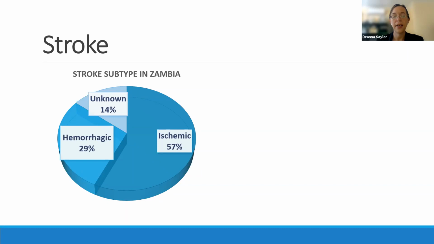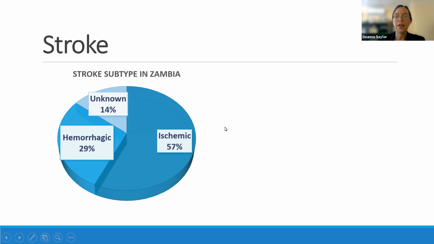And that's primarily because the primary risk factor for hemorrhagic stroke is uncontrolled hypertension, and hypertension tends to be better managed in high-income settings. What you can see here is not only do we have a high burden of stroke, but we have a high percentage of patients with hemorrhagic stroke. And so these patients are sicker and have worse outcomes as well.